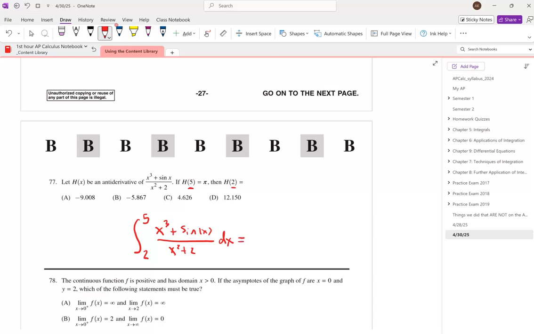And using the fundamental theorem of calculus part 2, I can state this. So h of 5 is just pi. So if I subtract the pi over, I have negative h of 2 is equal to the integral of whatever minus pi. And then if I divide both sides by the negative, I have pi minus that integral. And that is just going into my calculator now.